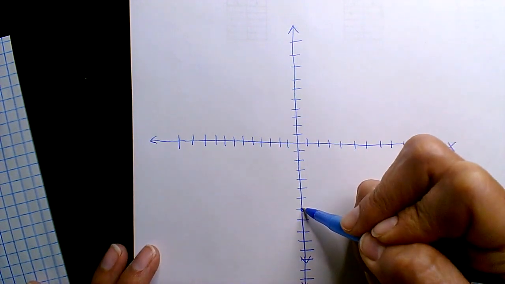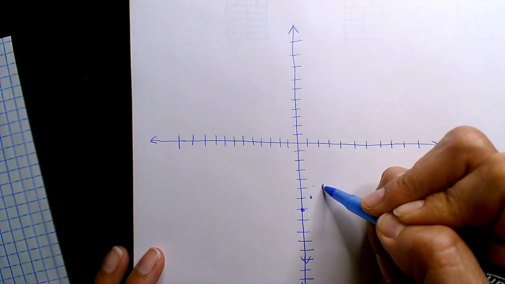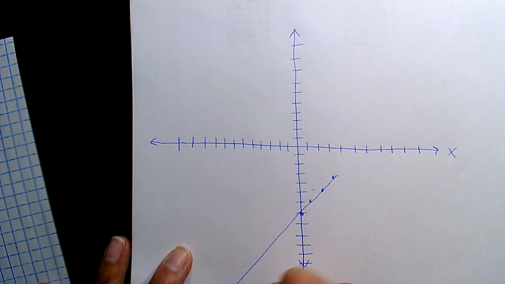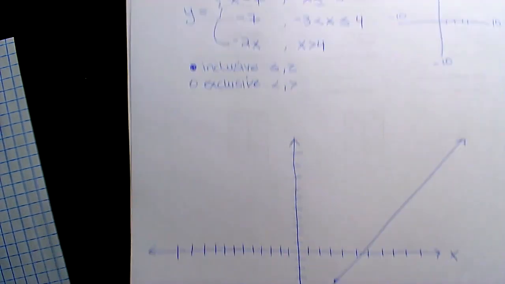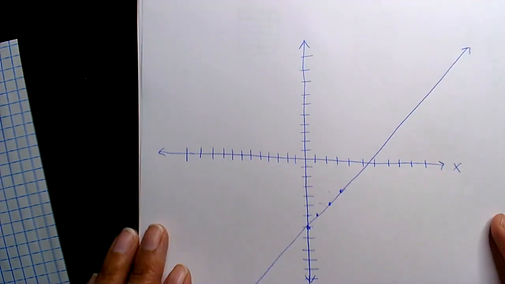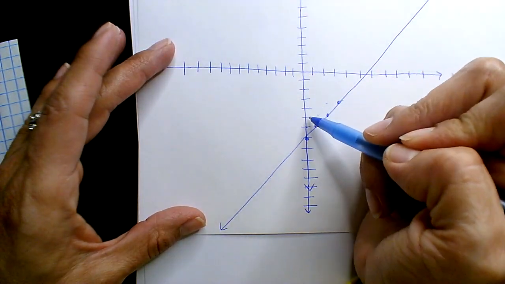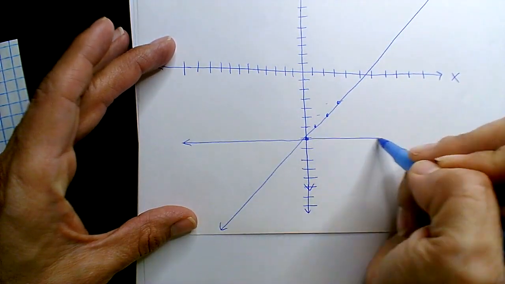The slope is 1, so it's 1 over 1, 1 over 1, 1 over 1, right? Okay, so this is what my line looks like, give or take. The next horizontal line is negative 7. So if I'm at negative 7, 1, 2, 3, 4, 5, 6, 7, this is my horizontal line, right?